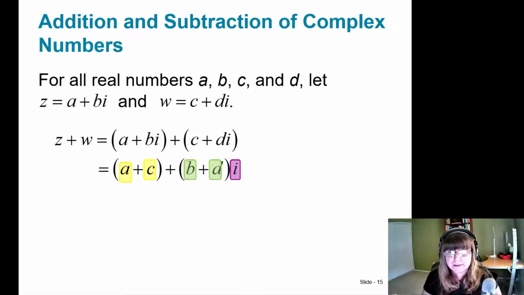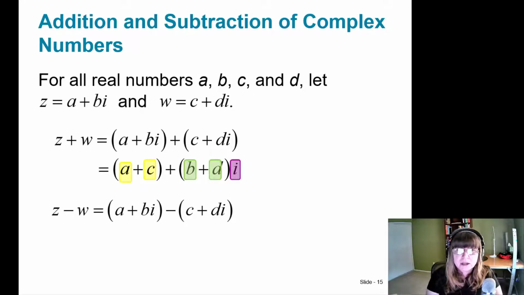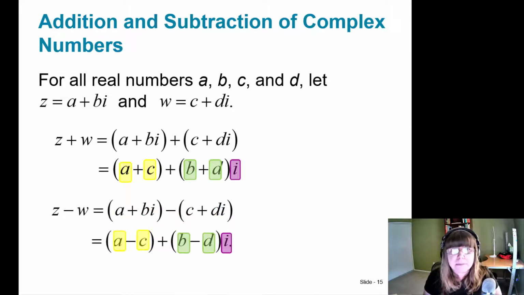Subtraction works similarly. If we're going to subtract two complex numbers, z minus w, we're going to take z, a plus bi, and subtract c plus di. Again, we have the real components, the imaginary components, and the label for the imaginary value. And therefore, a minus c plus b minus d i. Add the real components, add the imaginary components. It's very similar to adding and subtracting like terms. If you treat that i like a variable x, the rules are pretty much the same.